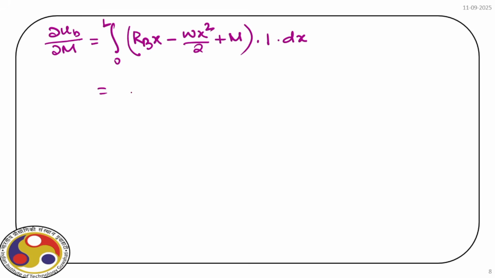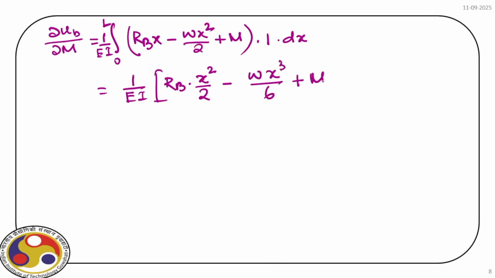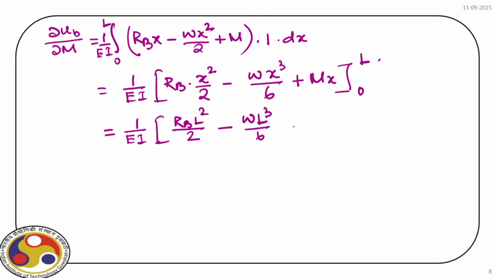So now let us complete this integral. So we have 1 by EI, then first term RB times x square by 2 minus omega x cube by 6 plus Mx, from 0 to L. So we have 1 by EI, and within bracket we have RB L square by 2 minus omega L cube by 6 plus M.